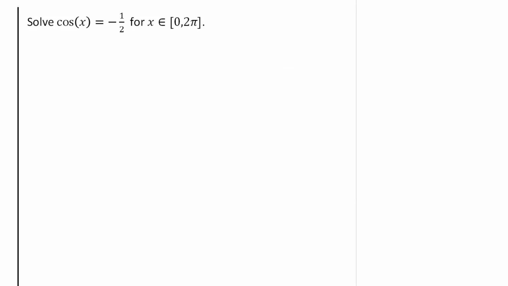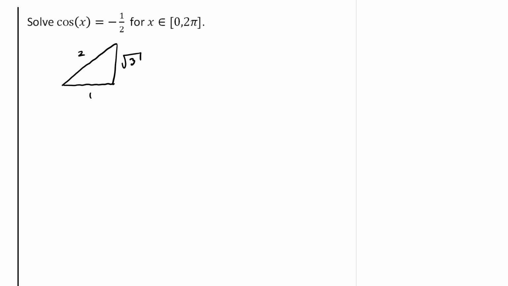We are answering this question before us. It's asking us to solve cos of x is equal to a half for x is an element of 0 to 2 pi. So how are we going to approach this? Well, a good first step is just thinking about your special triangle for a second. So this is the square root of 3 to 1.